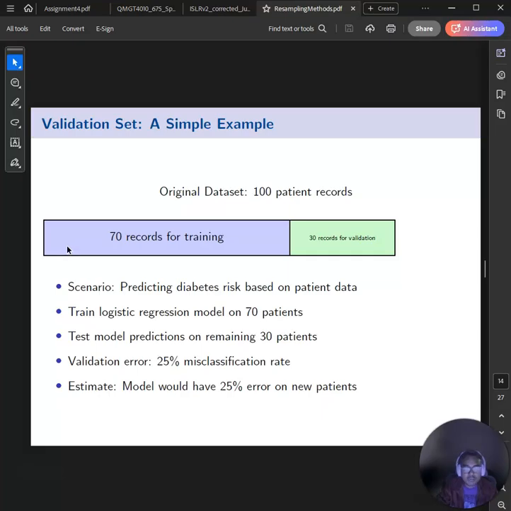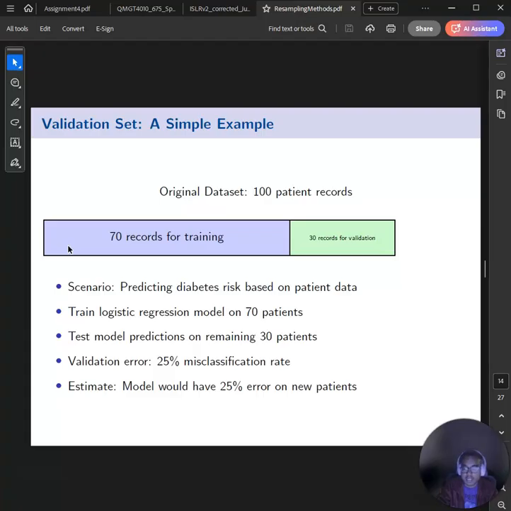So think of this simple example. Imagine we have a data set with 100 patient records and we are trying to predict diabetes risk based on patient data. Following the validation set approach, we will randomly split our data into two parts. We will have 70 records for training our model and 30 records for validation. We train a logistic model using only those 70 patients in our training set. Then we test the model's prediction on the remaining 30 patients in our validation set.